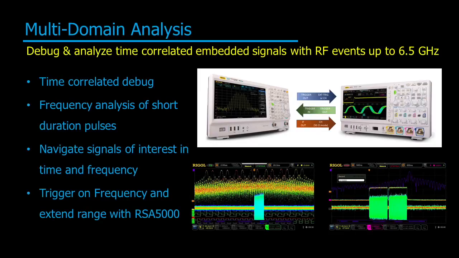With more and more embedded systems requiring RF integration, the ability to debug and time correlate embedded and RF signals is critical. Using the RSA and 7000 series oscilloscope together, we can analyze, capture, and isolate these signals, including short duration pulses, being able to navigate and analyze through signals of interest on our oscilloscope, and combining time correlated data with our other embedded signals. Let's look at how we do this.